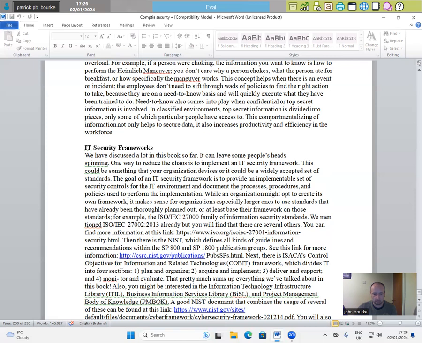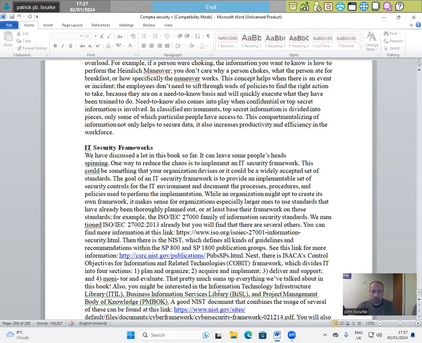Next, there is ISACA's Control Objectives for Information and Related Technologies, COBIT framework, which divides IT into 4 sections: plan and organize, acquire and implement, deliver and support, monitor and evaluate. That pretty much sums up everything we've talked about in this book.